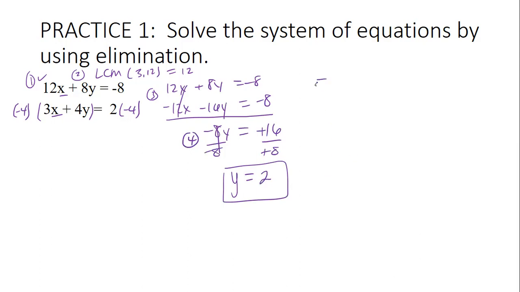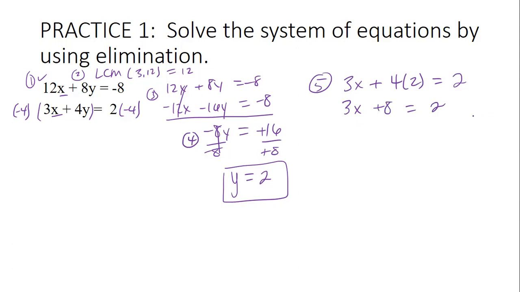Okay, step 5 is to decide. At this point, is this going to be an easy number to plug in, or should I do elimination again? I feel like 2 is an easy number to plug in, guys. I would have just plugged in 2. So 3x plus 4 times 2 equals 2. So that gives me 3x plus 8 equals 2.